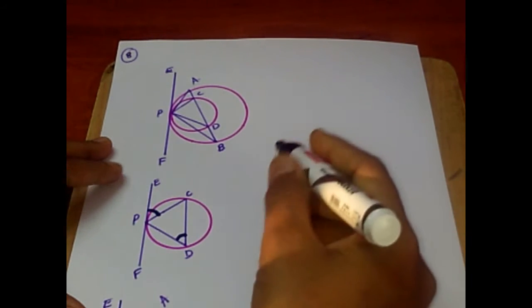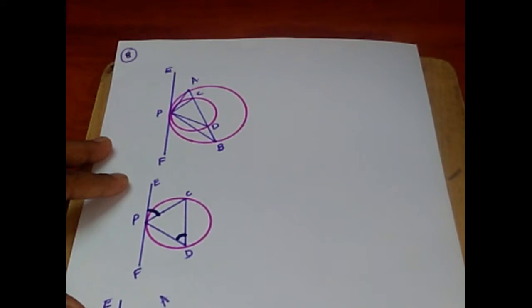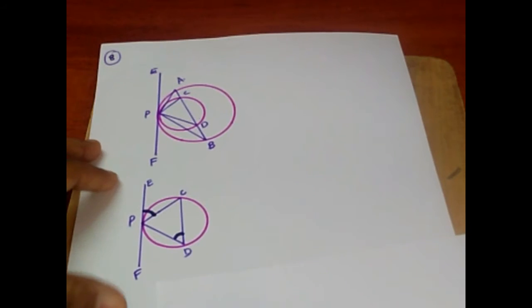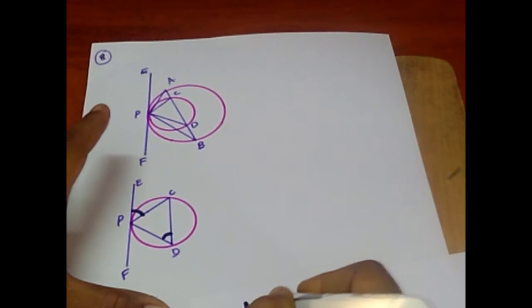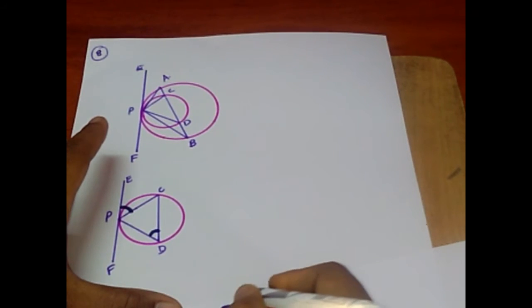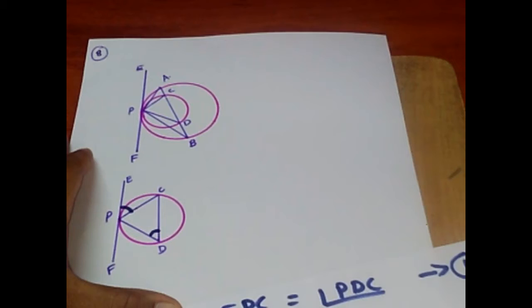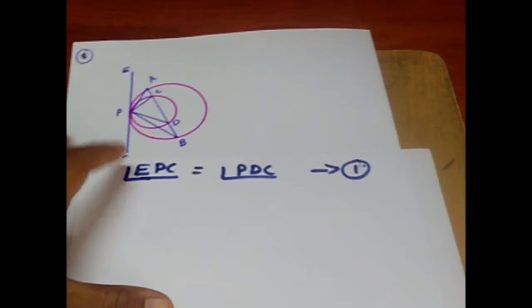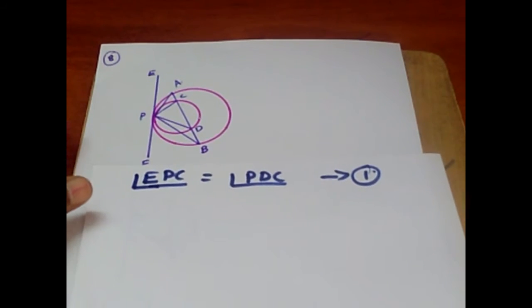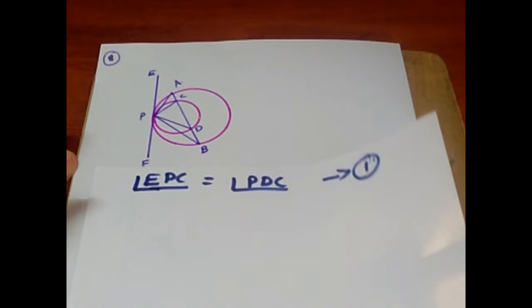Let us write the first reason. Angle EPC is equal to angle PDC. Mark it as result number 1. Angle EPC is equal to angle PDC.